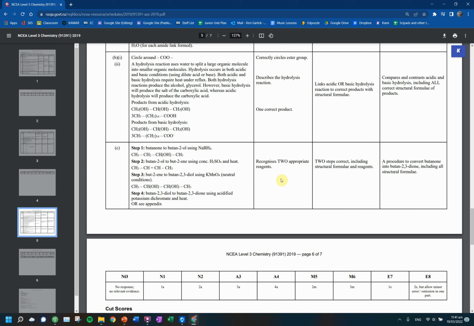I've seen other marking schedules where if you're able to show 1 step in this reaction chain, they gave you an achieved point. Merit was 2 correct steps, including structural formula and reagents. Number 3 is that full conversion from one to another. So I find that with this question, you're either going to probably get an excellence because you know what you're doing, or you're really going to struggle with it and you're probably just going to get an achieved. That's how a lot of organic chemistry is with some of this marking schedule, especially for things like this. So do keep that in mind.